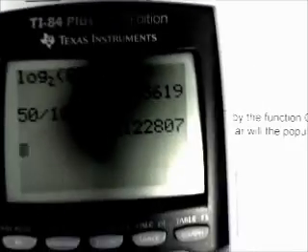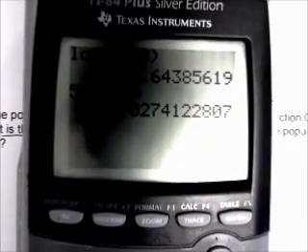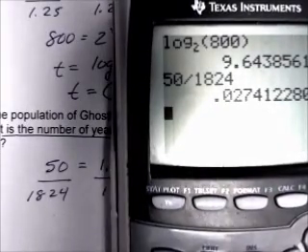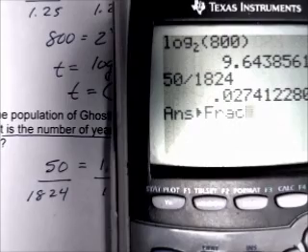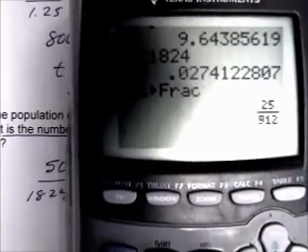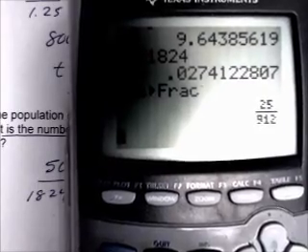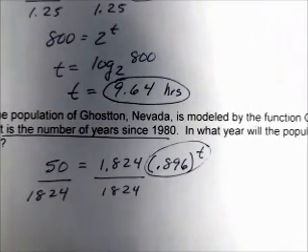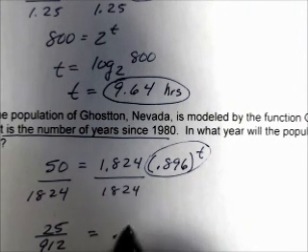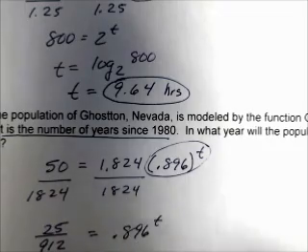Okay, so I get this decimal. It's not a nice terminating decimal. What is it as a fraction? I'll just math frac it. So it's simply the fraction reduced, 25 over 912. So 25 over 912 equals 0.896 to the t.